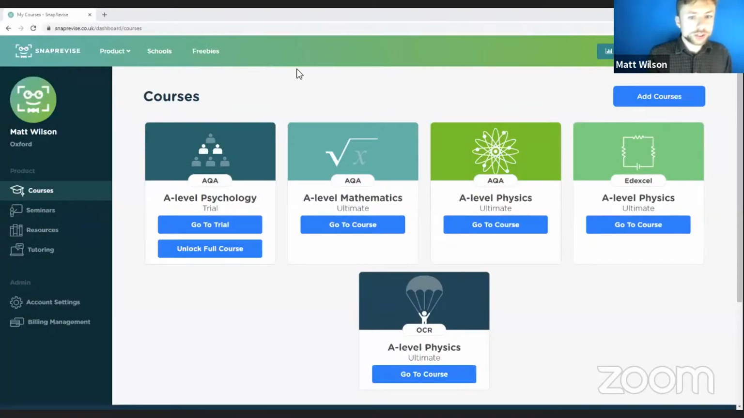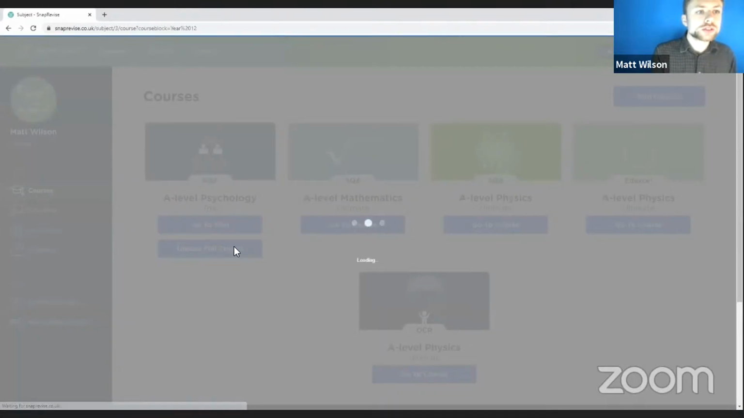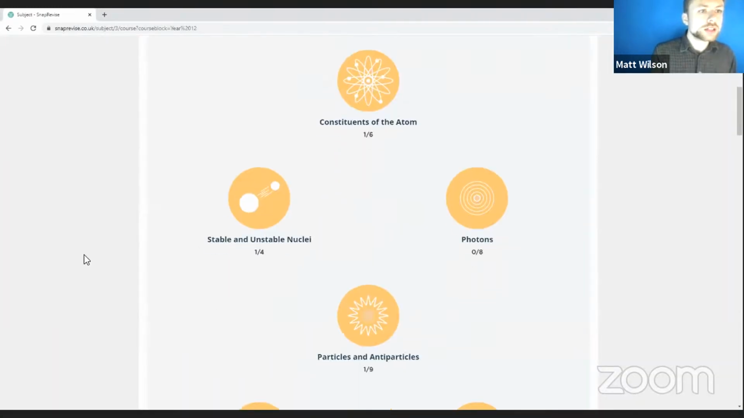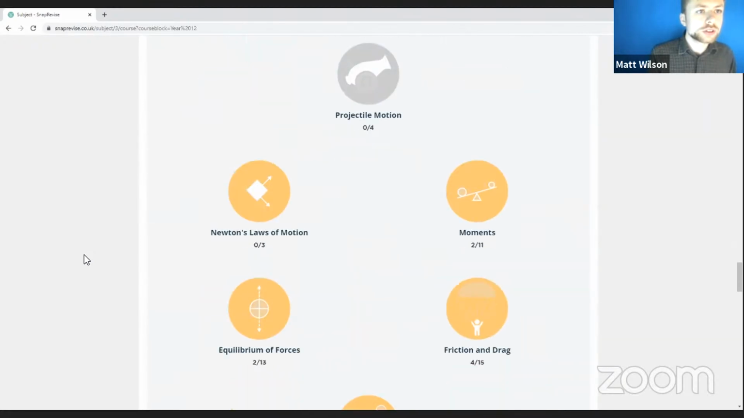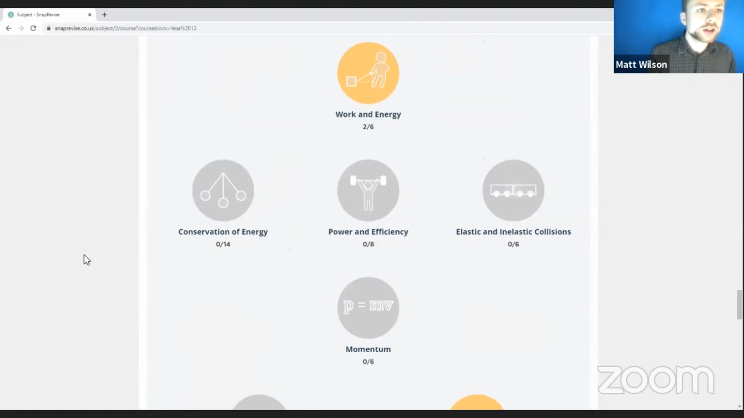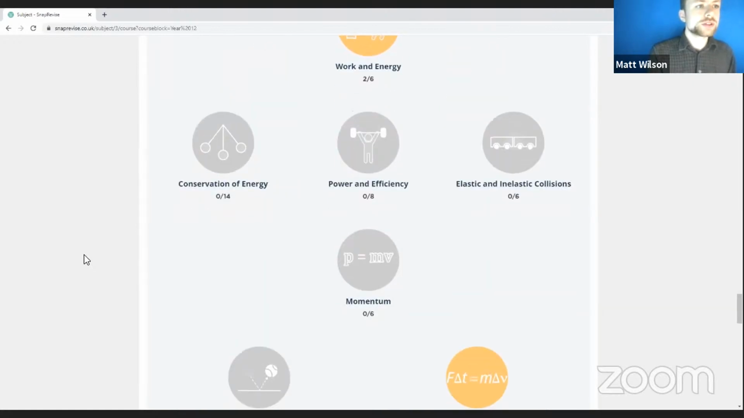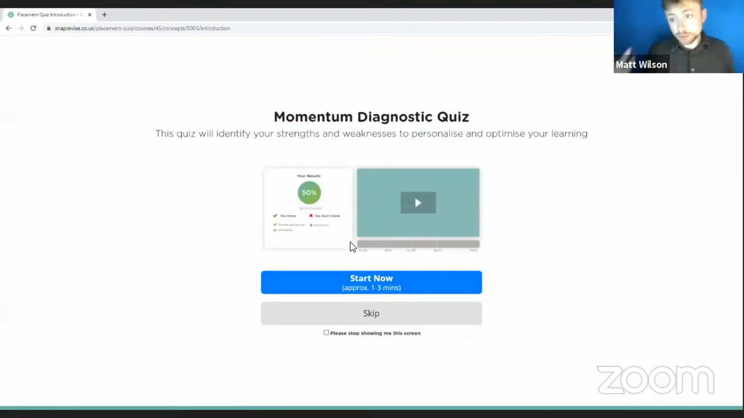Okay, so you should be able to see the Snap Revise website now. I'm going to go into the physics course, because why would I choose any other? Let's do AQA just for fun, and let's see if we can easily find a mechanics topic. What have we got here? Motion along a line. Okay, sadly, I've done some of these before, so we'll do something else. Let's just do momentum. So let's say I want to learn about momentum.